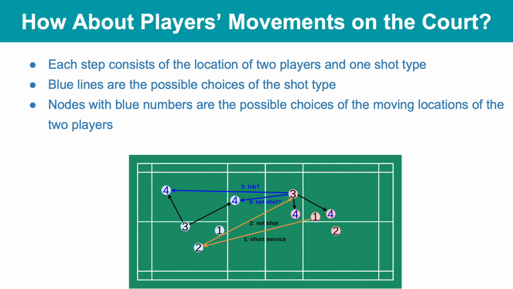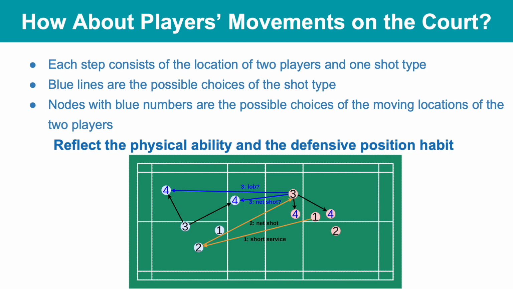Given the locations of two players and a shot type they performed in a rally, the player on the right has several options of shot type and location to return the shot and move back to defense, while the player on the left also has multiple choices of location to catch the shuttle based on the location the opponent is returning to. For example, the right player can either return a net shot and take a defense position closer to the net to prepare for another net shot, or return a lob to the backcourt and move to the center of the half court to prepare for the smash.